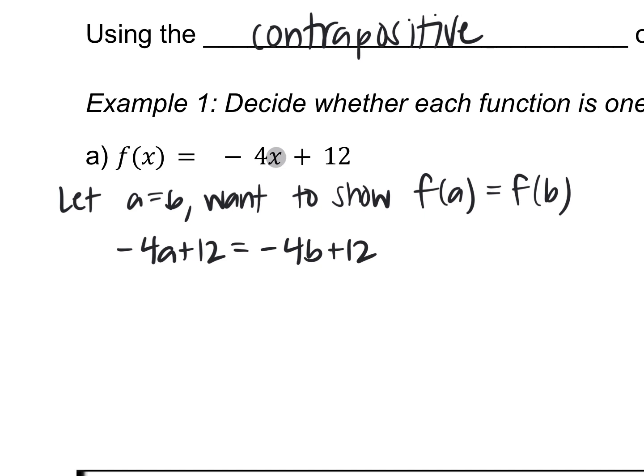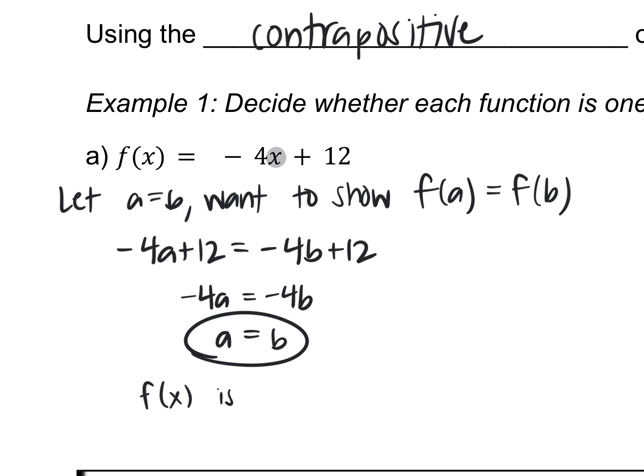If I solve this, the 12s go away. I'm left with negative 4a is equal to negative 4b, which if I divide by negative 4 on both sides, I end up with a equals b. So we have just shown that this function is one-to-one. We can also think about this: negative 4x plus 12 is a line, right? So this is showing a little mini proof.